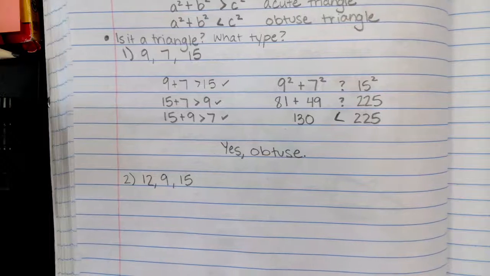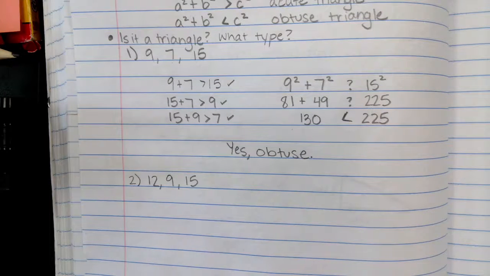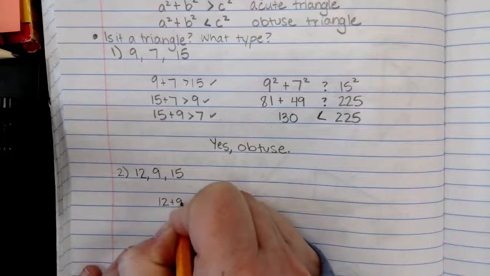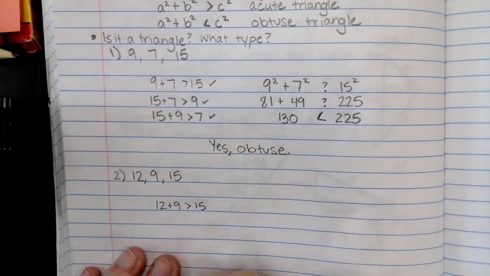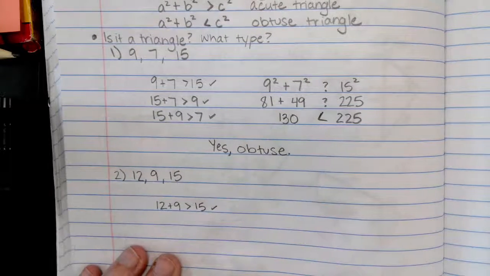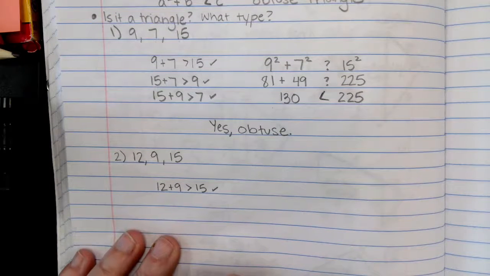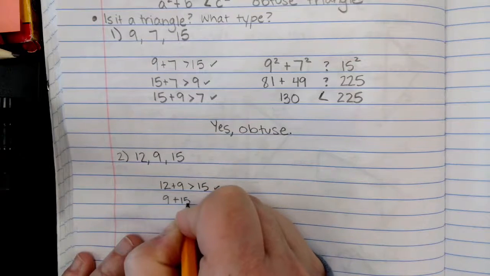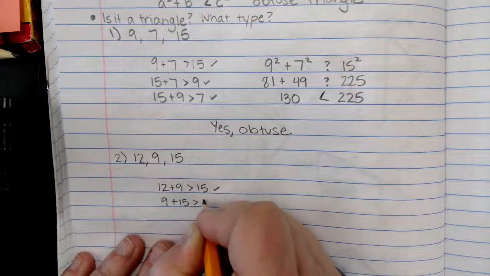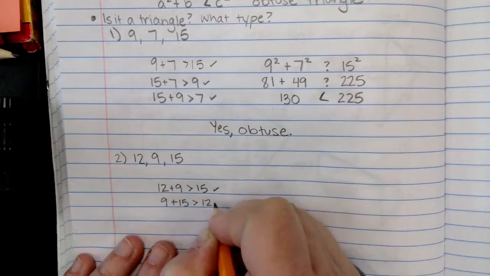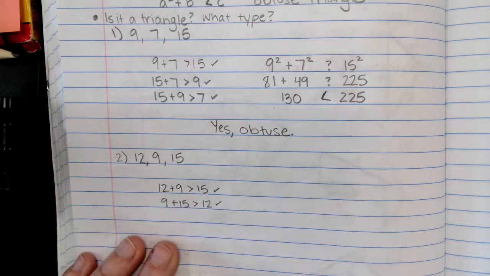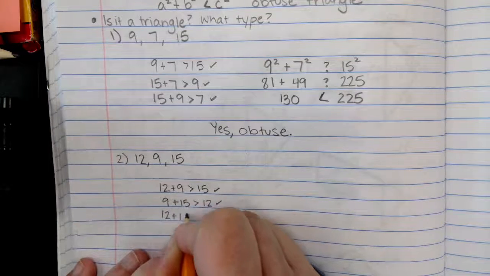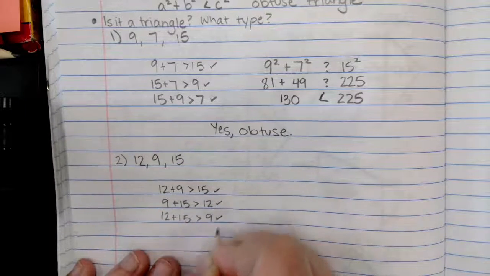Okay, so I'm going to do what plus what first? What do you guys want? Okay, 12 plus 9. Is that bigger than 15? Are you sure? Just kidding, it is. You're right. Then what plus what? 9 and 15. We just have to go through all the combinations. Is 9 and 15 bigger than 12? Yep. And then what about 12 and 15? Is 12 and 15 bigger than 9? Yes.